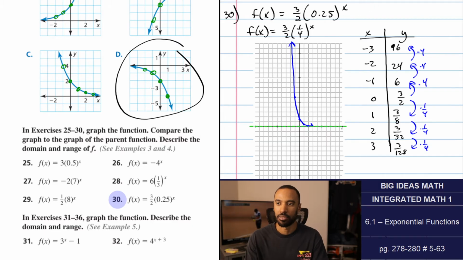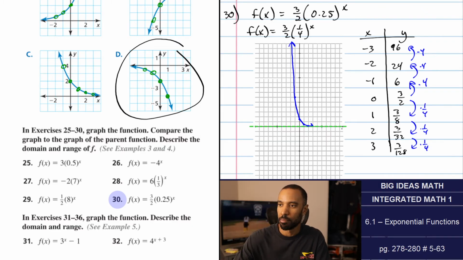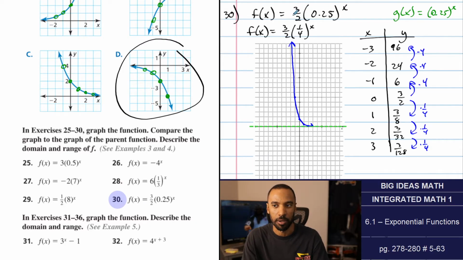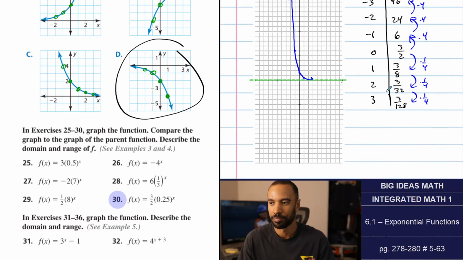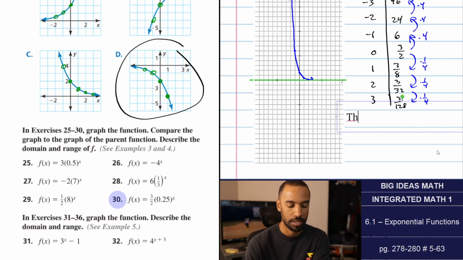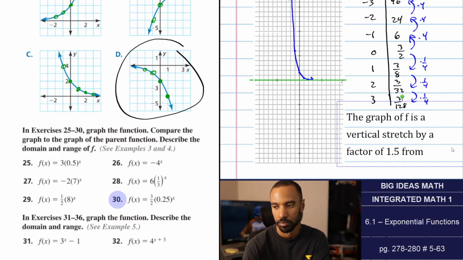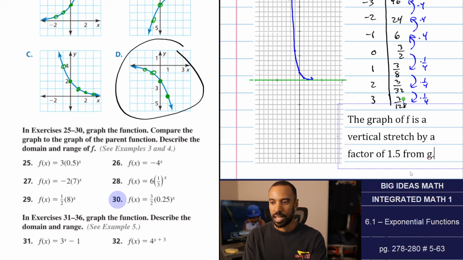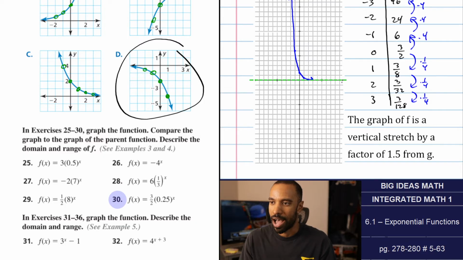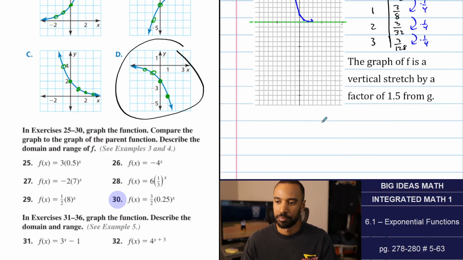So there's the graph. Now keep in mind, this would have been compared to g of x equals 0.25 to the x power. I don't need parentheses around it, but 0.25 or 1/4 to the x power. This is slightly bigger, barely. It's 1.5 versus 1. 1.5 times bigger. The graph of f is a vertical stretch by a factor of 1.5 from g. That's it and that's all. Now domain is all real numbers. Range is y is greater than 0. We're above. Even though it's decay.